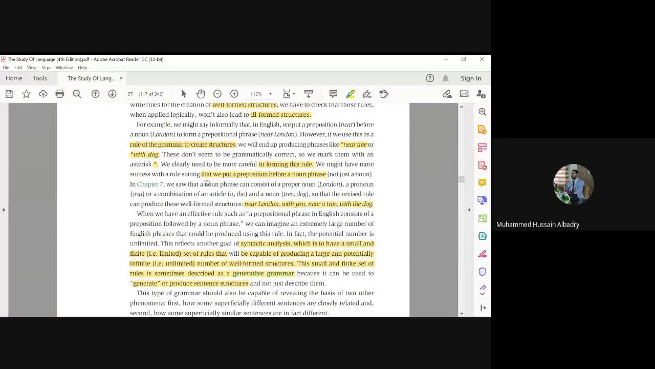If we have this rule, when we put a preposition before a noun phrase, we will have phrases like near London, with you, near the tree, with the dog, with her, at the school, etc.